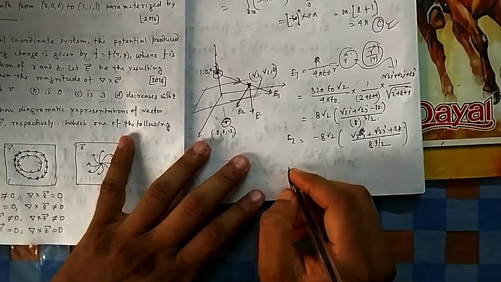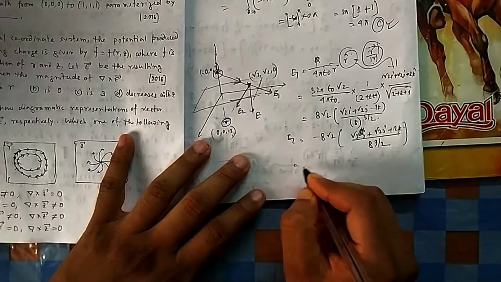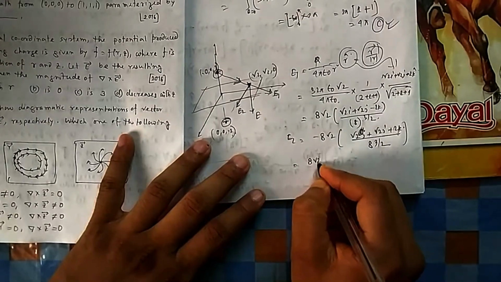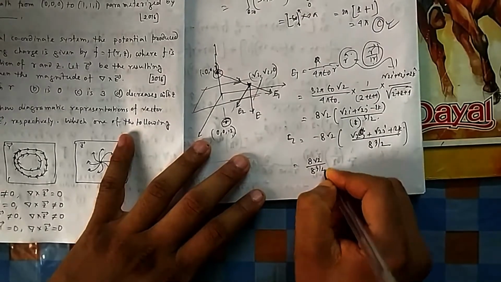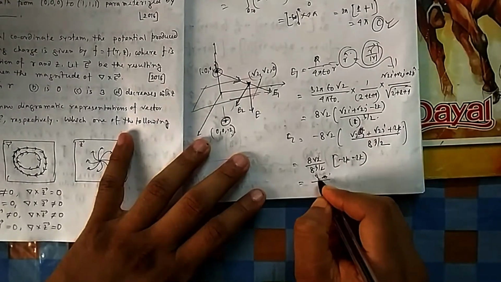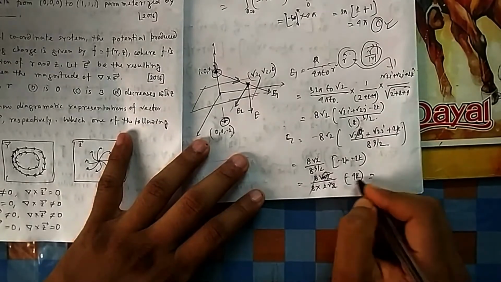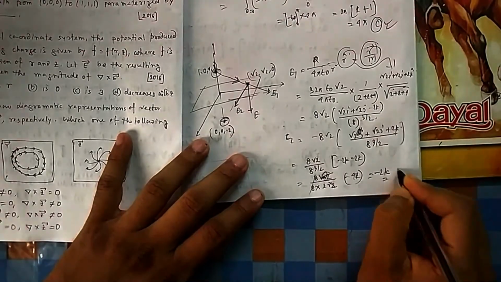Now if you add these two, you will find everything gets cancelled. Only the 2k portion will come. So it will be 8 root 2 by 8 to the power 3 by 2, then minus 2k, minus 2k. So finally if you solve, you will get minus 2k. That is your option B.